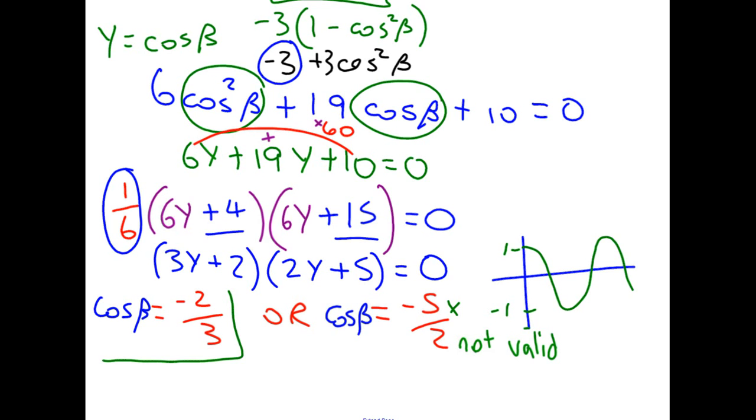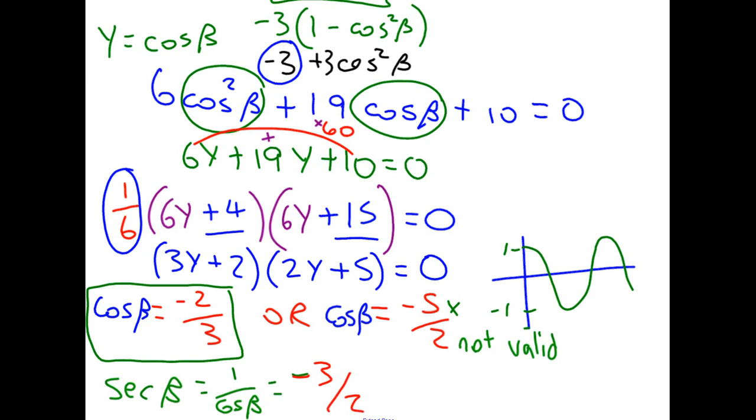This one is what we're interested in, but the question asked for the exact value of sec beta, which is 1 over cos beta, which is 1 over minus 2 over 3, which is just the reciprocal, minus 3 over 2.